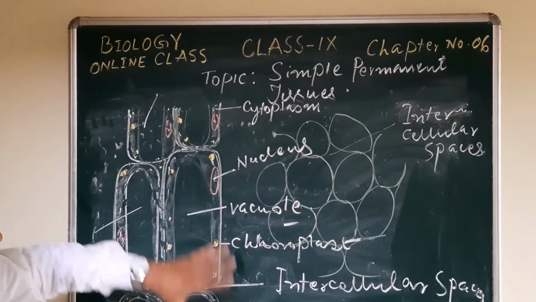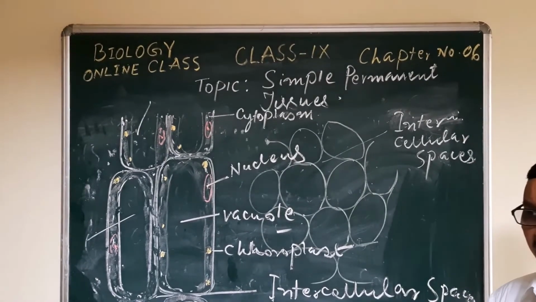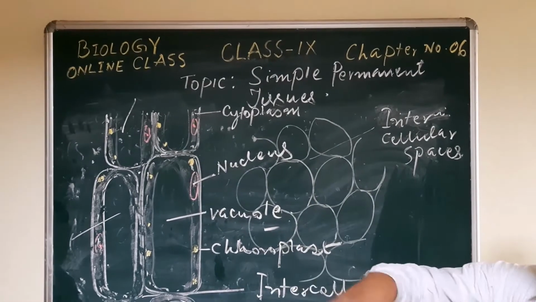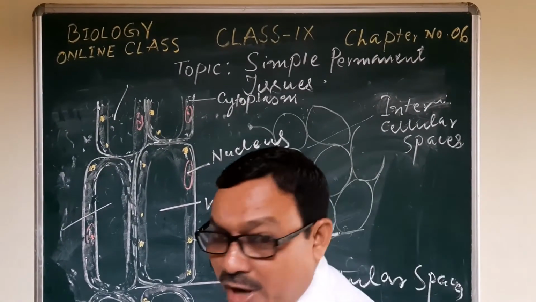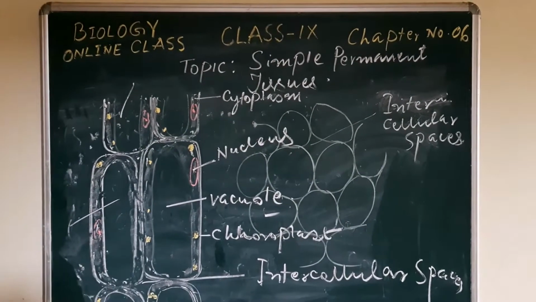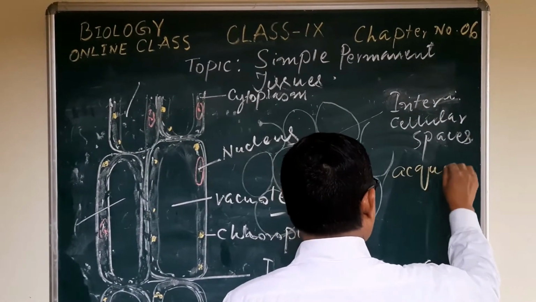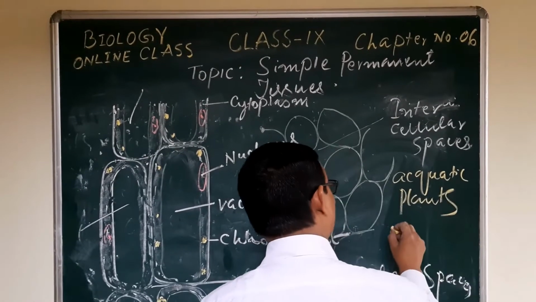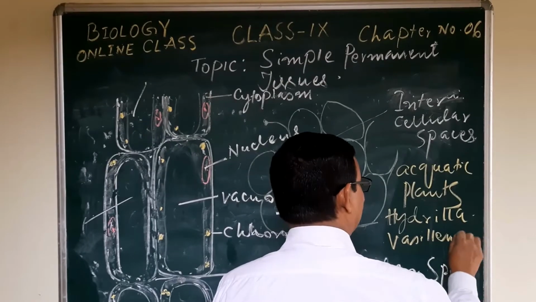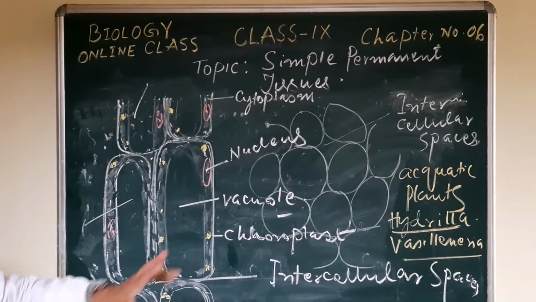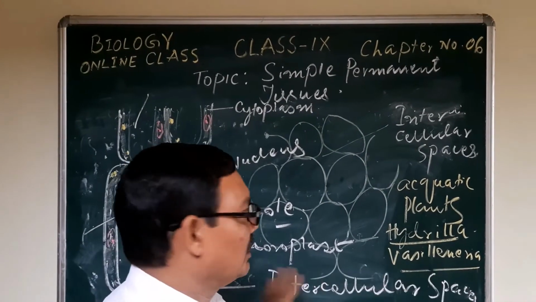And the fourth one, in some parenchyma tissue there are air cavities. Those air cavities help the aquatic plants in floating on the water. This is known as buoyancy, and it maintains the hydrostatic balance of the plant. Like in the case of hydrilla and vallisneria, the two aquatic plants. These are some examples of aquatic plants which possess the air cavities, and due to that they can float on the water body. So these are some functions.